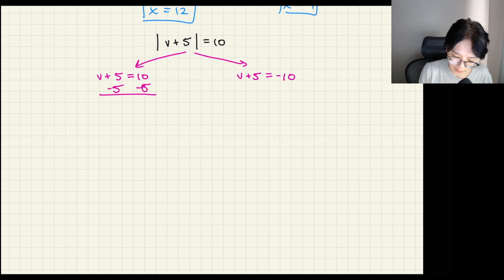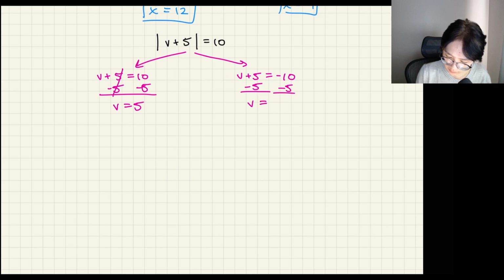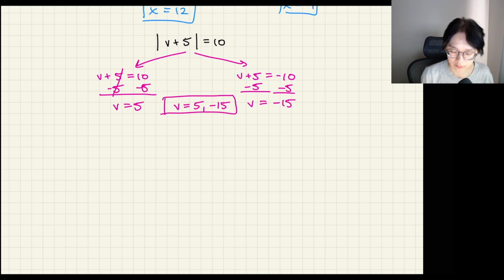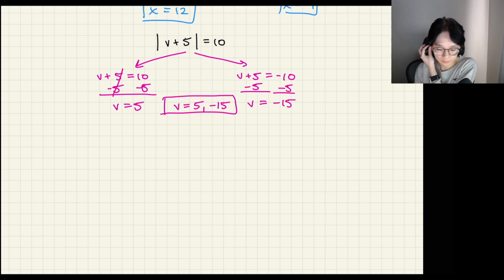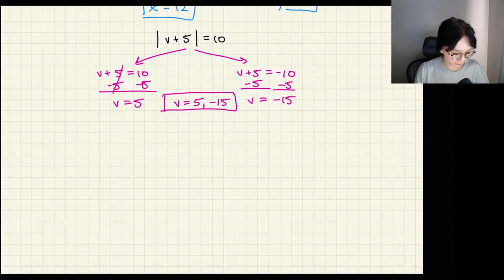Subtract 5 from both sides. V is equal to 5 over here. Subtract 5 from both sides. V is equal to negative 15 over here. And if you're nice to me, you'll format your answer like this: V is equal to 5, comma, negative 15. And that's what you box. Just listing it off like a list of all the values that the variable can be equal to.